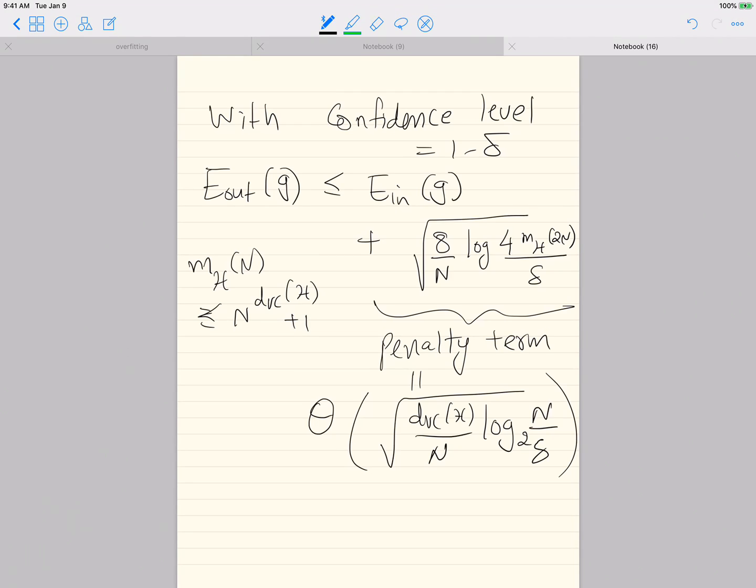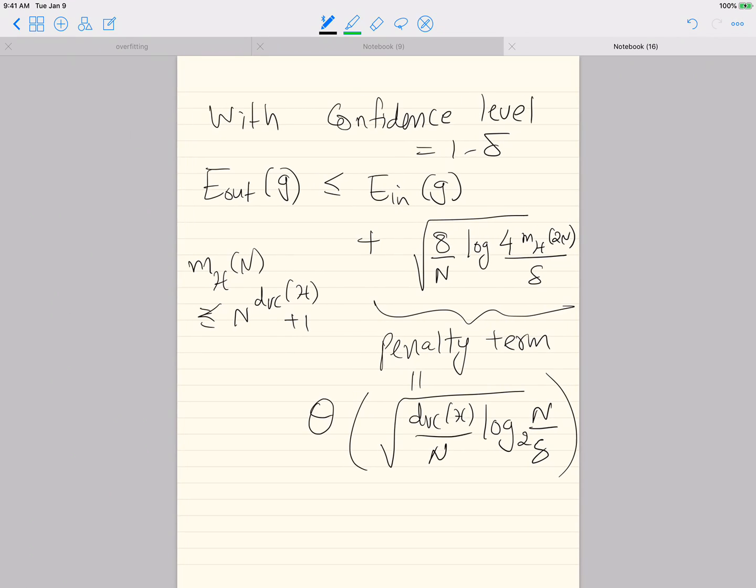So if you increase the samples, then the penalty term will decrease as square root of log n by n. If you fix n and increase the VC dimension, the penalty term will increase as square root of dVC. So if a model has a higher VC dimension, which means that it is able to shatter more points, then its complexity will be higher. And the penalty term you have in this expression will also be higher. So it is more likely to overfit. If a model is simple, it cannot shatter too many points. Then the VC dimension will be small and the penalty term is going to be small, which means that E out will be close to E in.